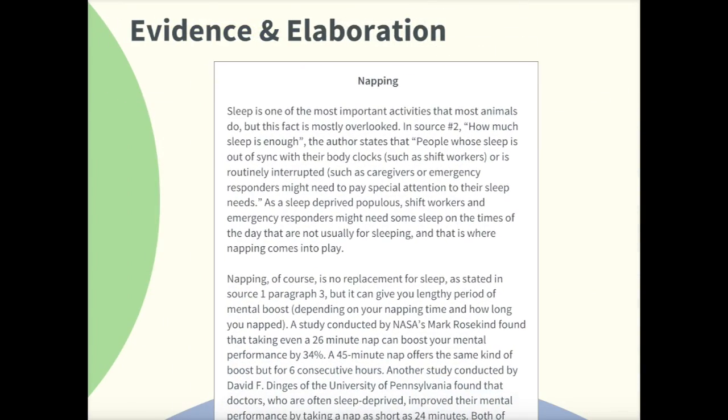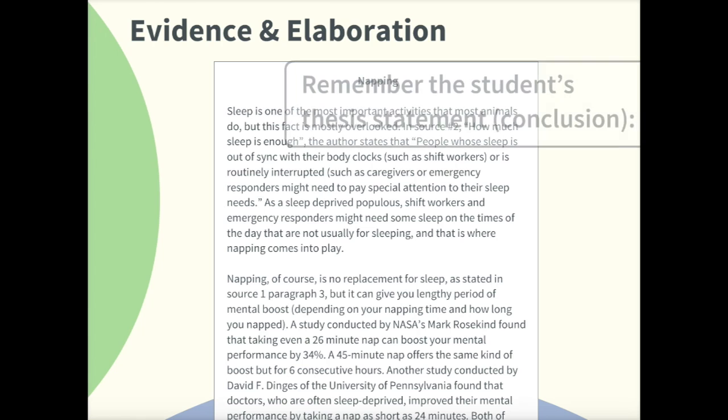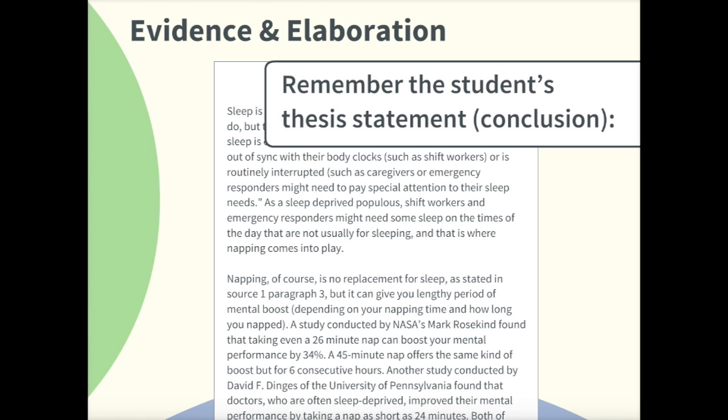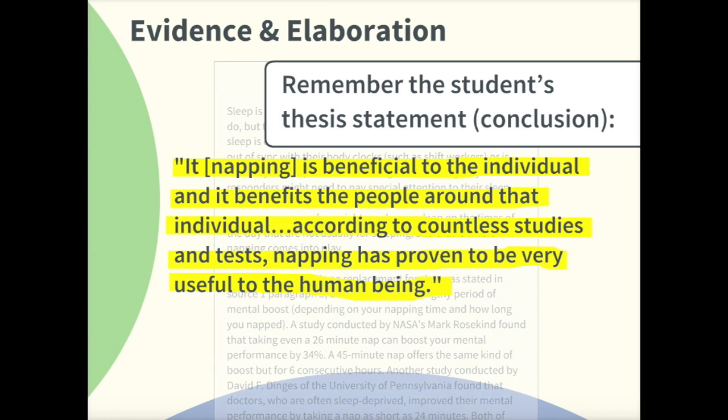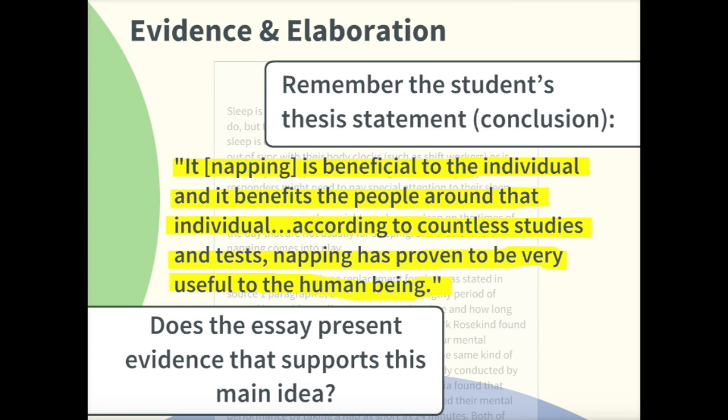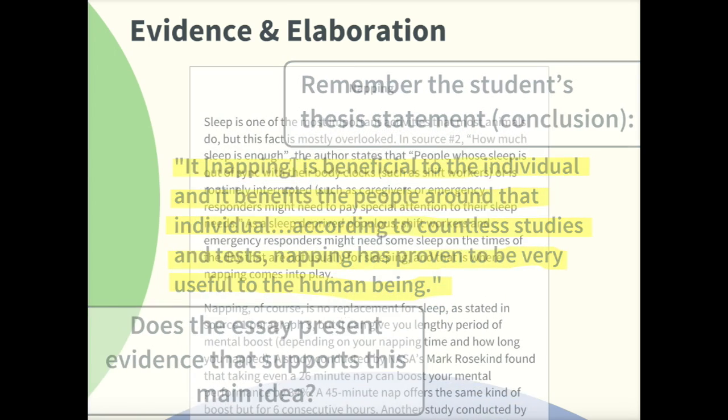Let's move on to looking at the essay through the lens of evidence and elaboration. The evidence and elaboration dimension evaluates how well the essay supports the main idea. In this case, the student's thesis statement is found in the concluding paragraph. Napping is beneficial to the individual, and it benefits the people around that individual. The question is, does this essay present limited, adequate, or thorough evidence that supports this thesis statement?